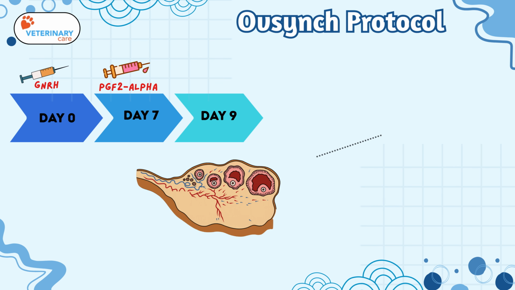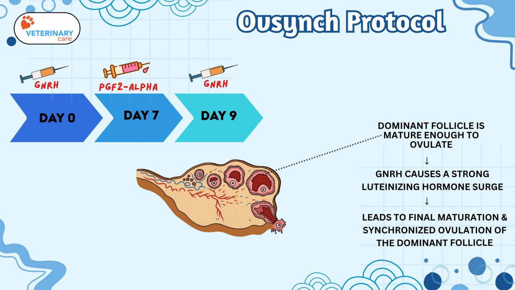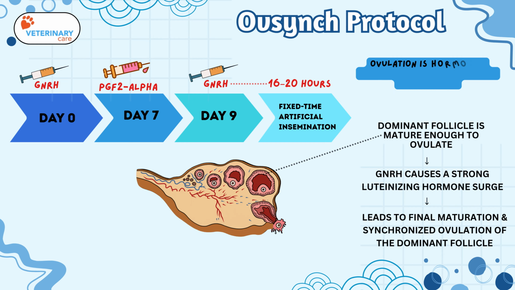By day 9, the dominant follicle is mature enough to ovulate. So, on day 9, about 48 hours after prostaglandin, the second gonadotropin-releasing hormone is given. This causes a strong luteinizing hormone surge. This leads to final maturation and synchronized ovulation of the dominant follicle. In simple words, this injection forces ovulation at a fixed and predictable time. Fixed-time artificial insemination is then performed about 16 to 20 hours after the second GnRH injection. Since ovulation is hormonally controlled, heat detection is not required.